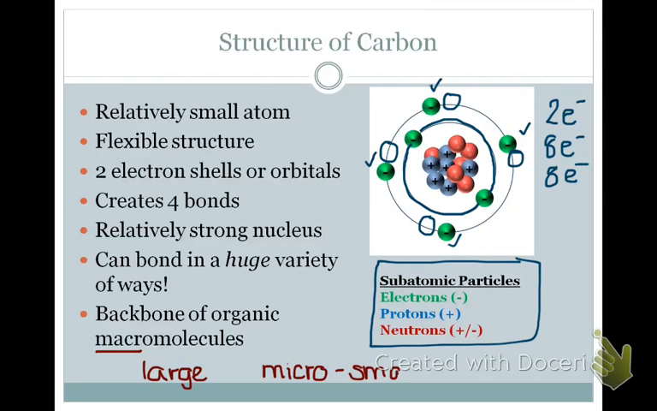So macromolecules are going to be these giant molecules that use carbon as their backbone. And the reason carbon is able to do this is because it can form those 4 bonds and those really stable structures, you can make large molecules. And it's one of the main reasons that carbon is essential to life.